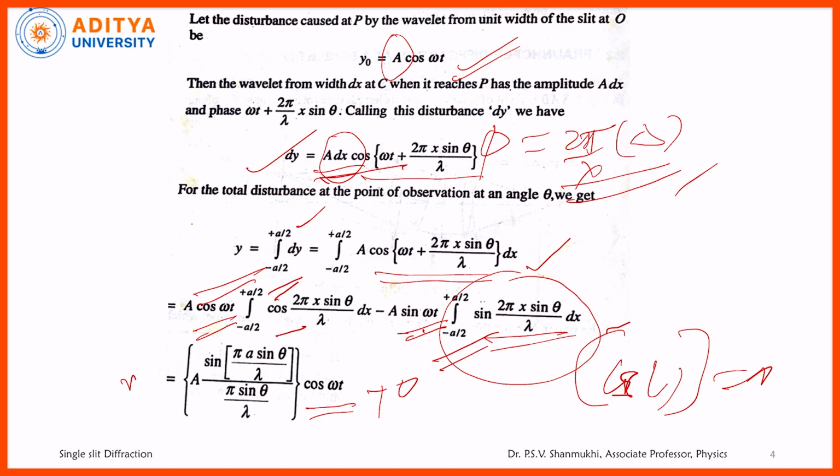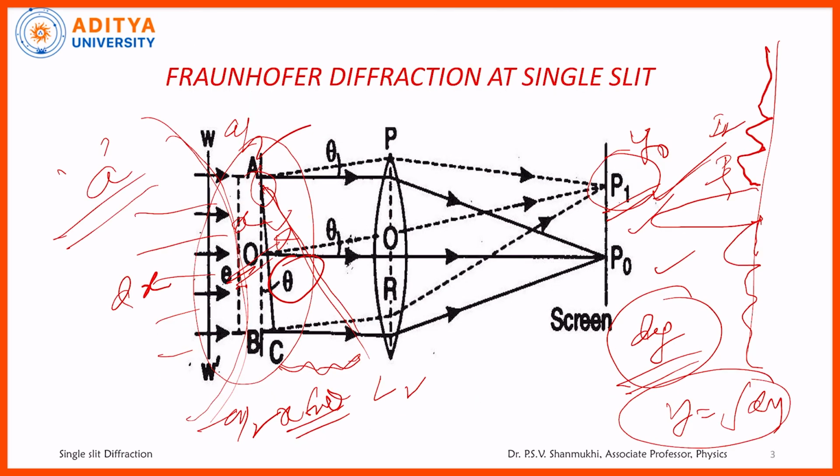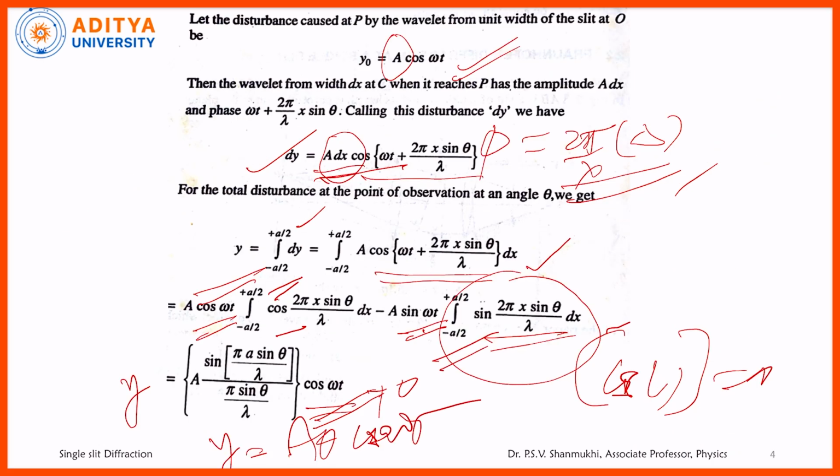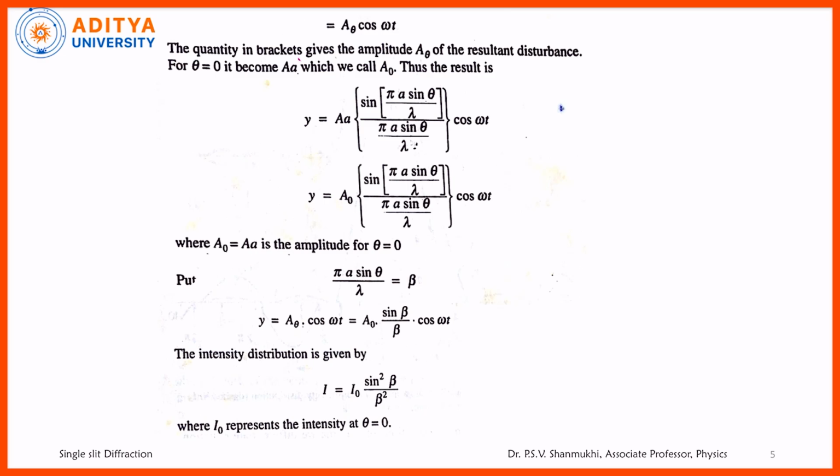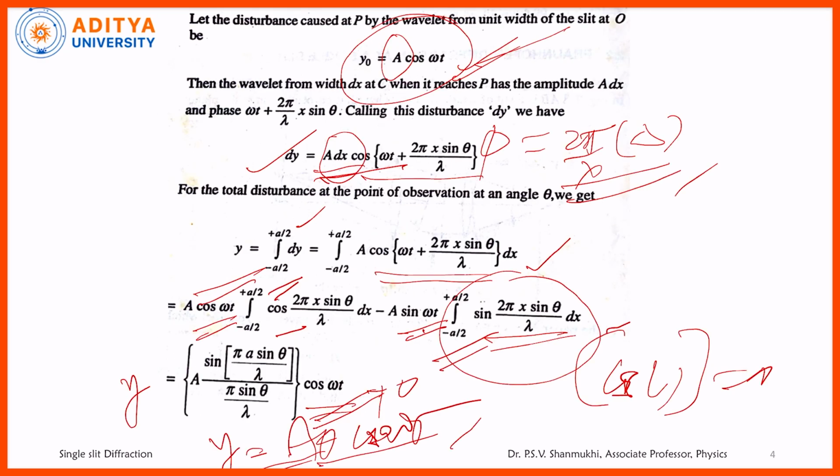Substituting the limits, we get y is equal to A into sin(pi a sin theta by lambda) by (pi sin theta by lambda) into cos omega t. This is of the form y is equal to A theta cos omega t, which is also a sinusoidal wave, simple harmonic motion. Initially y naught is equal to A cos omega t due to a point source. Due to the entire wavefront, the resultant displacement is A theta cos omega t. What is the resultant amplitude? It is A sin(pi a sin theta by lambda) by (pi sin theta by lambda).